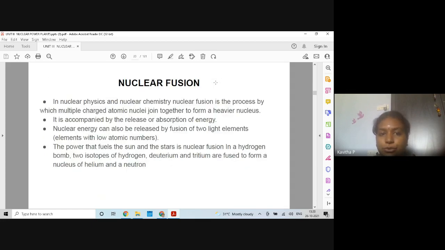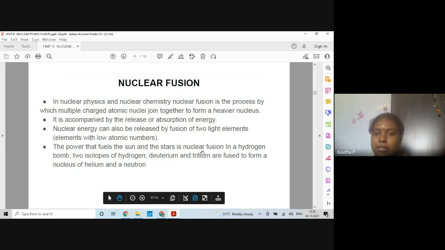Whereas in the case of nuclear fusion, we know the fusion process is nothing but combining 2 light nuclei into 1 single nucleus. That is what is called the nuclear fusion process. In nuclear physics and nuclear chemistry, fusion is the process by which multiple charged atomic nuclei join together to form a heavy nucleus. It is also accompanied by a release or absorption of energy, and it can be released by fusion of 2 light elements. It is the power that fuels the sun and stars. In a hydrogen bomb, 2 isotopes of hydrogen, deuterium and tritium, are fused to form a nucleus of helium and a neutron.